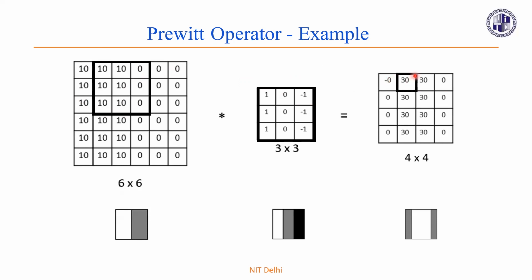Similarly, for finding the second column and first row, we will shift and apply this filter over this area. So it will be like 10 cross 1 plus 10 cross 0 plus 0 cross -1. Similarly, 10 cross 1, 10 cross 0, 0 cross -1. So this is how we are going to calculate the value of the second column and first row. It comes out to be 30. We can check that.